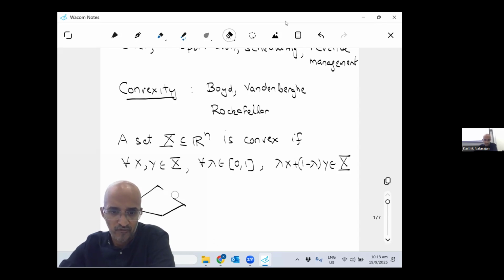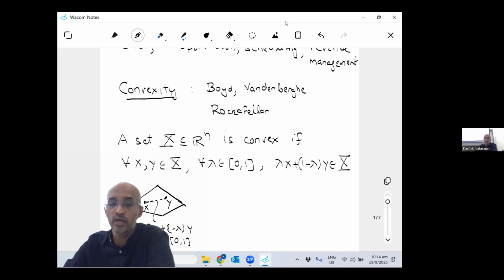My drawings are not always the best, but we'll get there. So take the set. What is a set? The set is all the points which are on the boundary and in the interior of this region. That's my set X. Take any 2 points X and Y. What is the point lambda x plus 1 minus lambda y telling me? It parameterizes all points between x and y. So lambda x plus 1 minus lambda y are all the points along this line segment as lambda varies between 0 and 1.